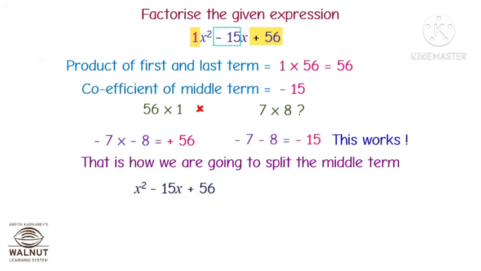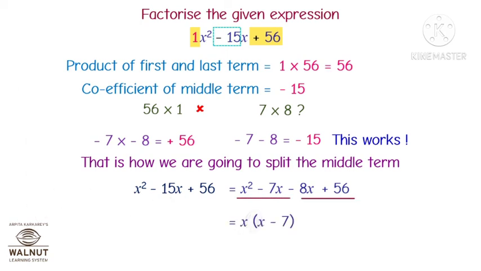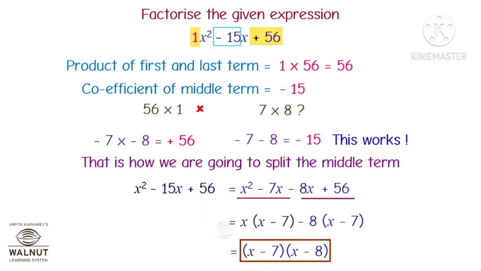Therefore, x square minus 15x plus 56 is equal to x square minus 7x minus 8x plus 56, which is equal to x into (x minus 7) minus 8 into (x minus 7), which is equal to (x minus 7) into (x minus 8). You can check your answer in rough work by actually multiplying the factors and see if you again come to the original expression in the question.